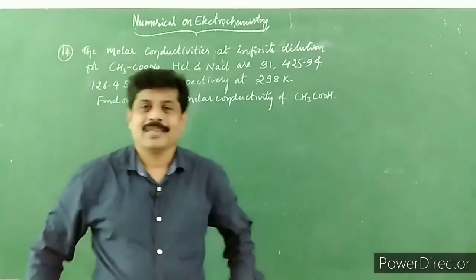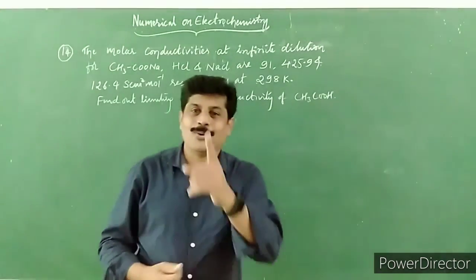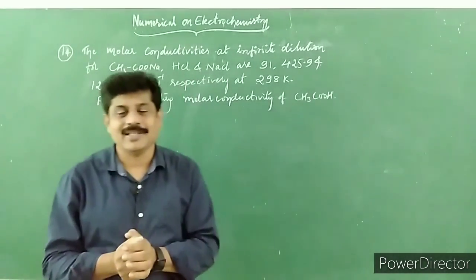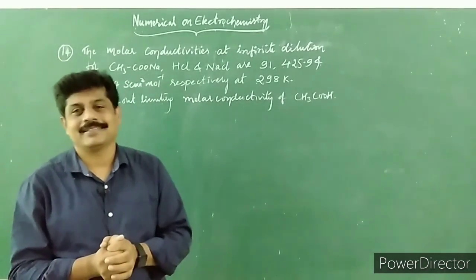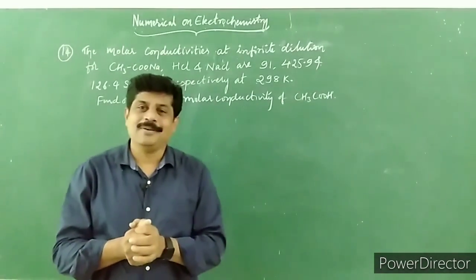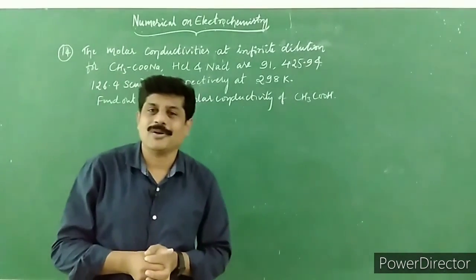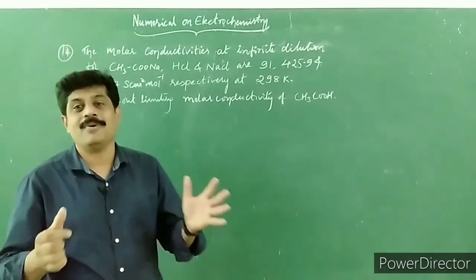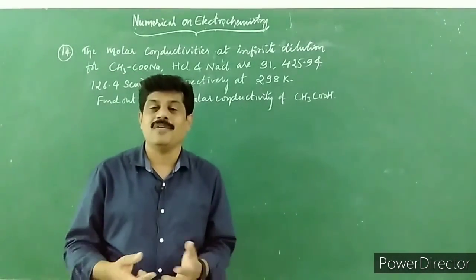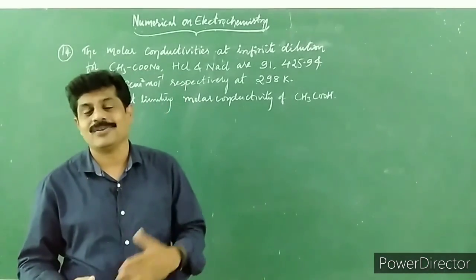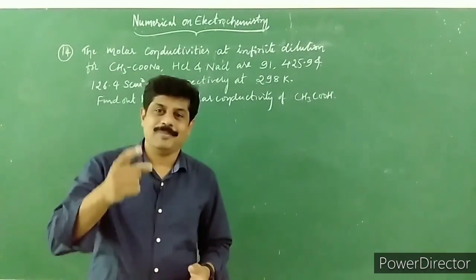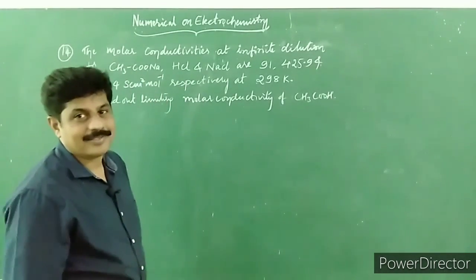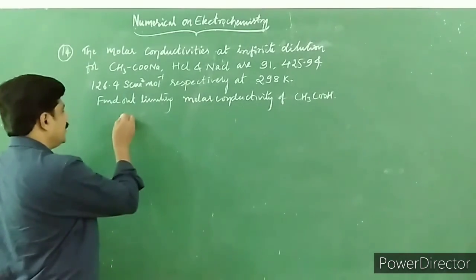Children, you have learnt about Kohlrausch's law of independent migration of ions, is it not? What does the law state? Children, limiting molar conductivity of a electrolyte can be expressed or represented as the sum of the individual contribution of all the cations and anions of an electrolyte. By using this law, you can easily solve the numerical. Children, let me solve the numerical.